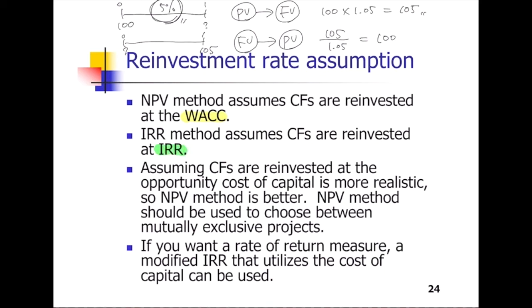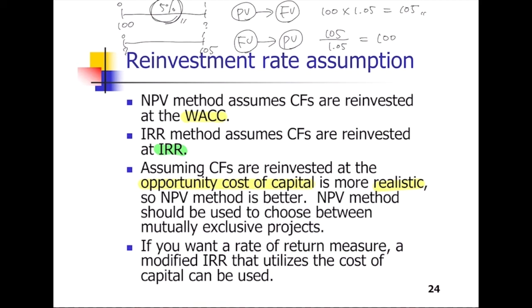So cash flows are reinvested at the opportunity cost of capital. This is what? The WACC, right? So when you borrow some money, the cost is weighted average cost of capital. So when we don't use that, there is some opportunity cost. So it's more realistic. So we can conclude NPV method is better. So NPV method should be used to choose between mutually exclusive projects.